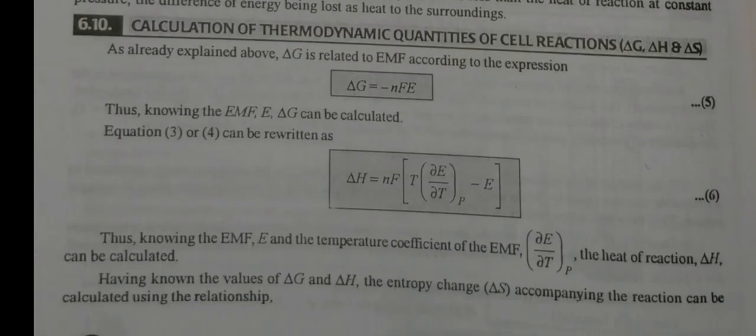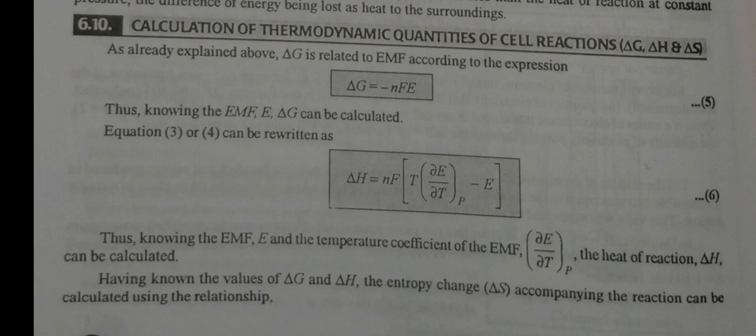Calculation of thermodynamic quantities of cell reaction: ΔG, ΔH and ΔS. As already explained above, ΔG is related to EMF according to the expression ΔG = -nFE, which is equation number 5. Thus, knowing the EMF, ΔG can be calculated.